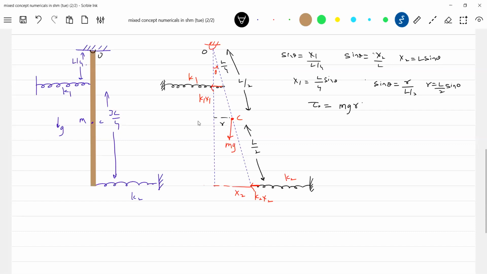How is the torque? Clockwise. Torque due to spring force, K1 X1 into L by 2 cos theta. This is also clockwise. K2 X2 into L cos theta. This is also clockwise. Try to see it. So the spring force will act and set up a torque. So how is the torque? Clockwise. Then due to weight also it will be clockwise. Due to the spring force will act at a point, so it will be clockwise.